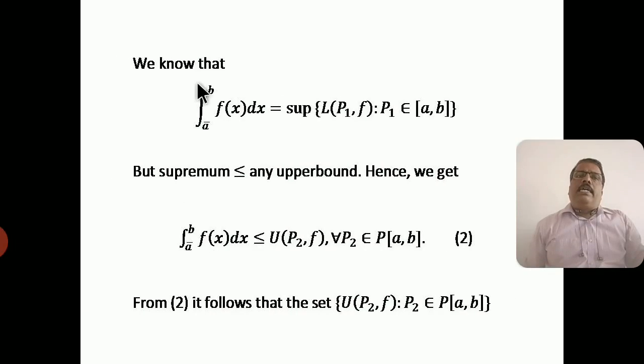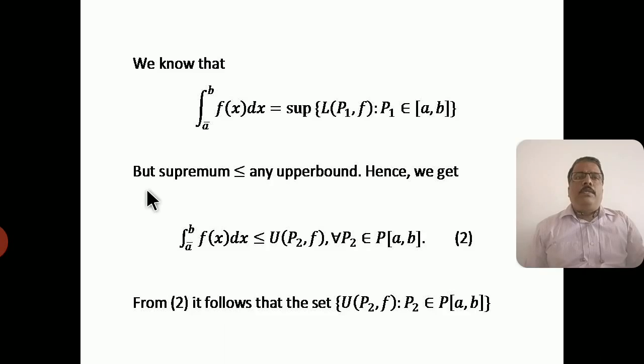Then again we know that the integral from a bar to b of f of x dx, which we already defined as the lower Riemann integral, is nothing but the supremum of all lower sums. So by definition, we have the integral from a bar to b of f of x dx is equal to the supremum of all lower sums L(P1, f) where P1 belongs to the partitions of [a, b].